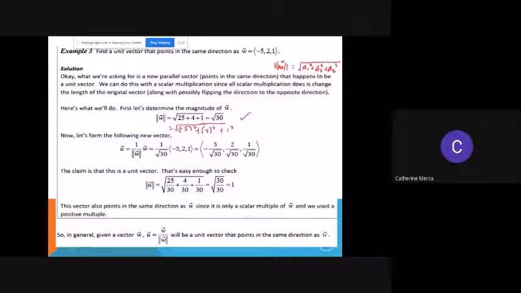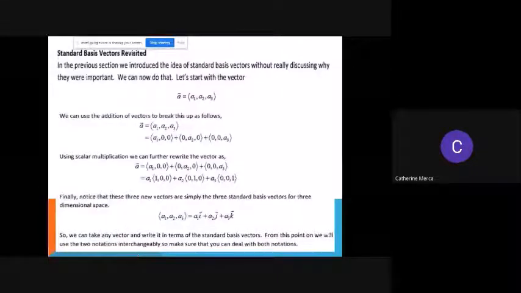So what are your standard basis vectors? If you remember, we have your vector A as A sub 1, A sub 2, A sub 3. Then this can be rewritten as A sub 1, 0, 0 plus 0, A sub 2, 0, plus 0, 0, A sub 3. Component by component, A sub 1 plus 0 will give you A sub 1, 0 plus A sub 2 will give you A sub 2, 0 plus A sub 3 will give you A sub 3. So when you add vectors, remember that you add component per component. So the vector A is the same as this one when you add these.